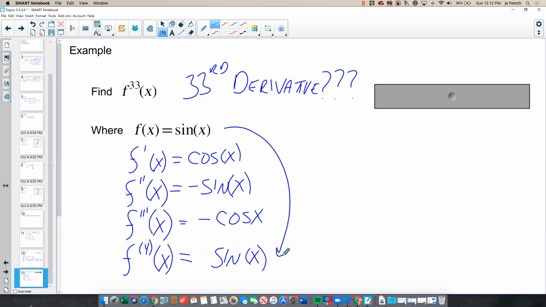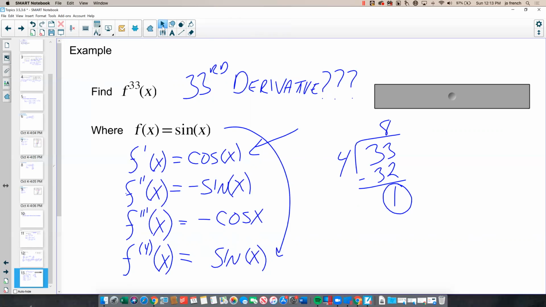So, if I think about that, where am I in this cycle after the 33rd derivative? If I divide 33 by 4, I can see that 4 goes into 33 8 times, leaving me with a remainder of 1. So I will be 1 derivative into the cycle after 33 derivatives. Well, my first derivative of the cycle is just cosine x.